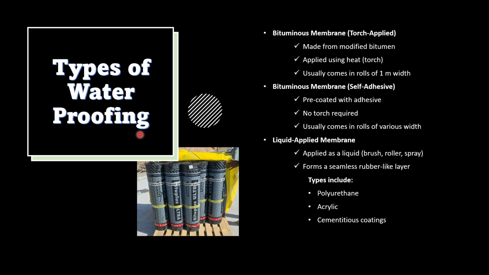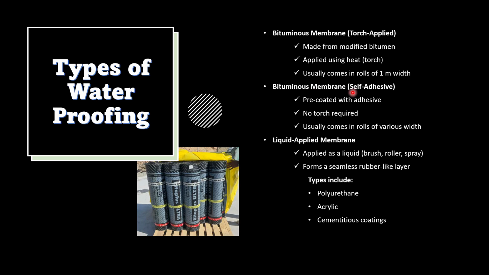So going toward the types of waterproofing, this video is specifically for the membrane applied waterproofing system. We have three types here. The first one is the bituminous membrane, torch applied. Torch applied means we use heat to melt the surface and then stick it to the substrate of the concrete. It is made from modified bitumen. We apply heat to apply this membrane, and it usually comes in rolls with a width of 1 meter.